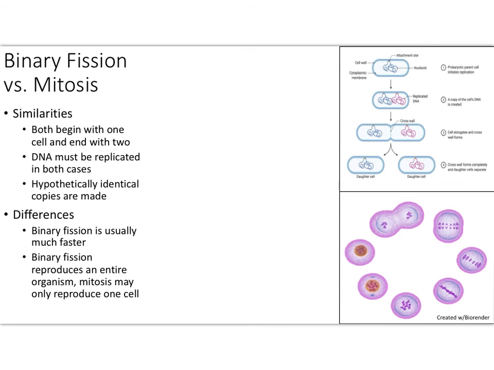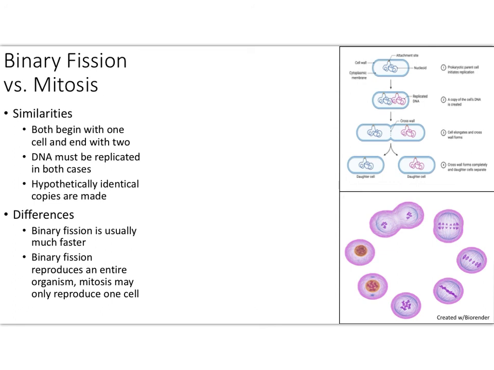For differences, binary fission is typically a lot faster. This is not always true. There are some very slow replicating bacteria out there, but for the most part, binary fission is much, much faster than mitosis. Additionally, binary fission always reproduces an entire organism. So remember, prokaryotes are single-celled organisms, which means every time they go through binary fission, they are making a copy of a cell, but since that entire organism is just one cell, this is how prokaryotes reproduce themselves too.